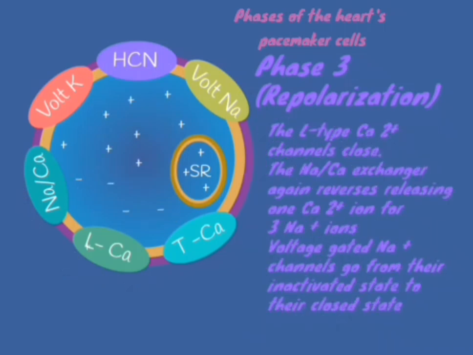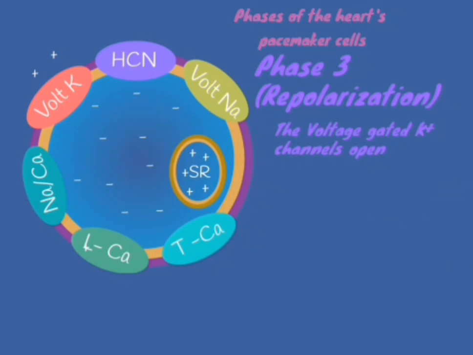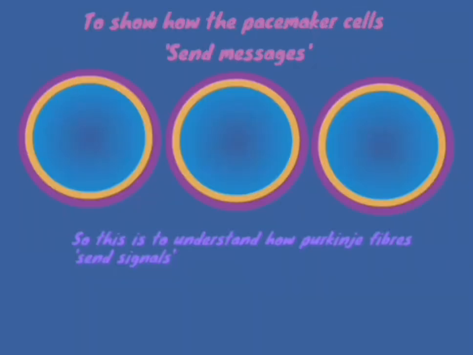The L-type calcium channels close. The sodium-calcium exchanger again reverses, releasing one calcium ion for 3 sodium ions. Voltage-gated sodium channels go from the inactivated state to a closed state. The sarcoplasmic reticulum starts to absorb the calcium ions present inside the cell. The voltage-gated potassium channels open.